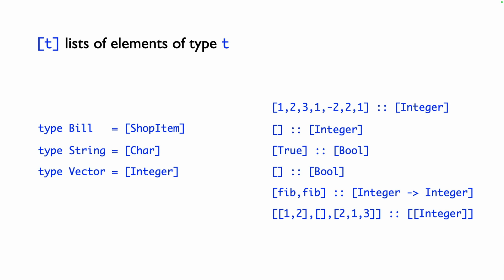We can build lists of functions. So the list fib, fib, that has the same element repeated, a function from integers to integers, that's a list just like any other. And also we can build lists of lists. So the final example there has 3 elements. The first is the list 1, 2, the second is the empty list, and the third is the list 2, 1, 3. So that's a 3-element list, each of whose members is itself a list of integers.